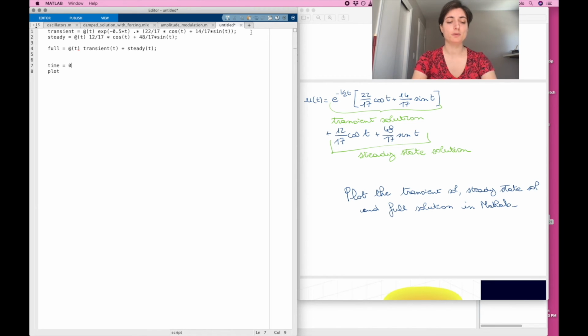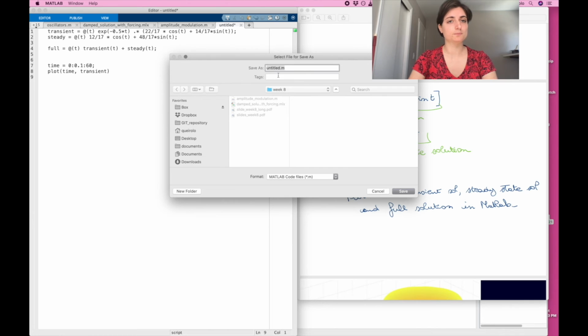Then I want to plot. How do I do that? Well, first I define a time for which I want to plot. I'm going from 0 with small step sizes to, for example, 60. That should be plenty. And then I'm plotting time on the x-axis, and on the vertical axis I'm going to start by plotting the transient solution. And I'm going to see if this works.